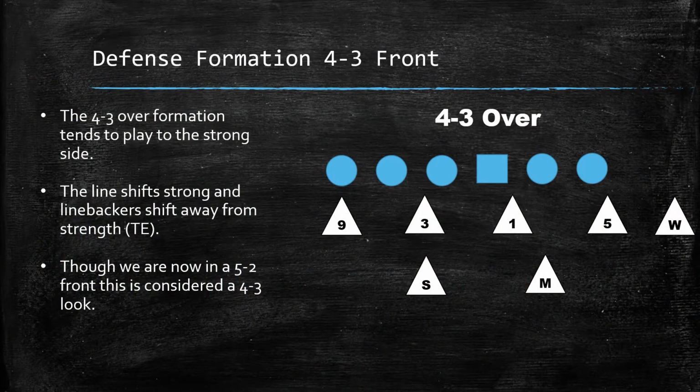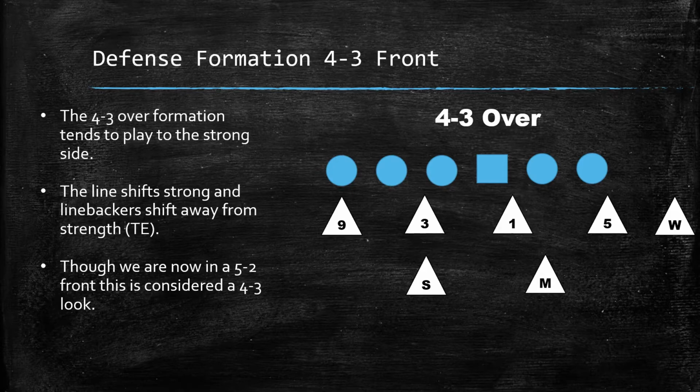Now we have the 4-3 over, another variation of the 4-3 formation, where this setup is where your line shifts over to the strength and your linebackers shift over to the weak side. This is another primarily run stuffing defense, an ability to put more people in the box, and you'll usually see this against more traditional run formations like the I formation, single back tight end, and those kind of personnels.